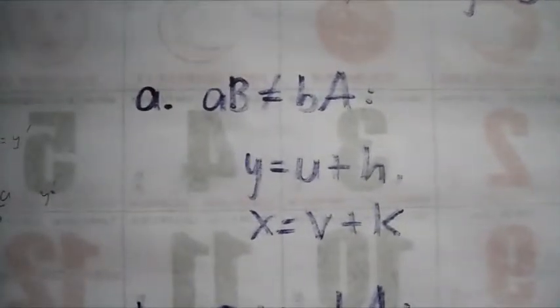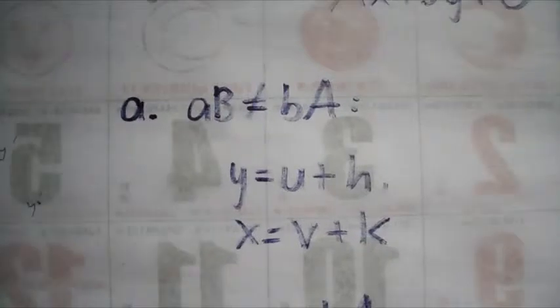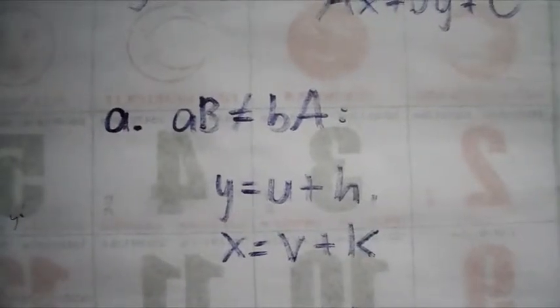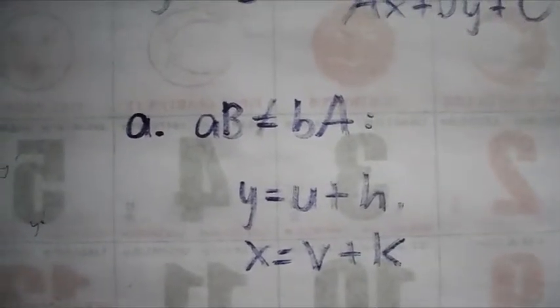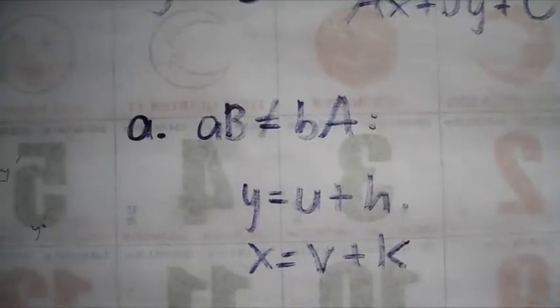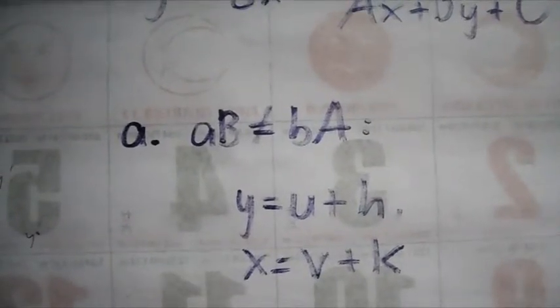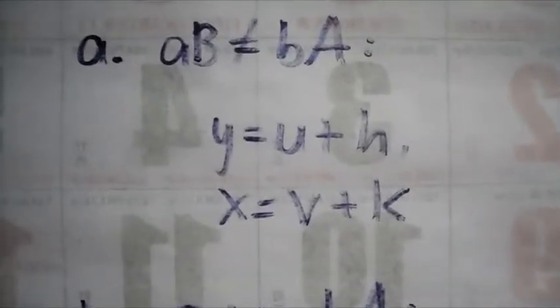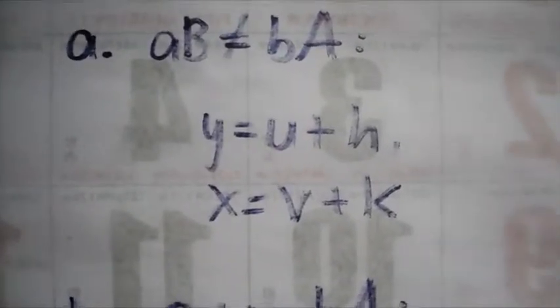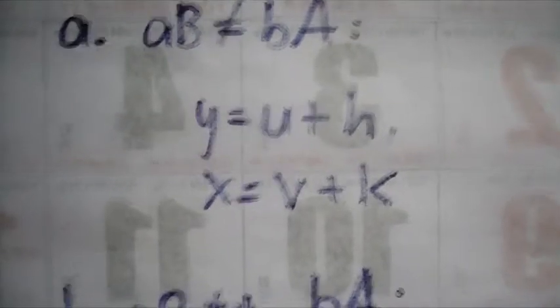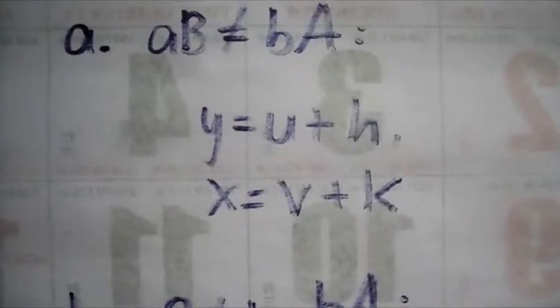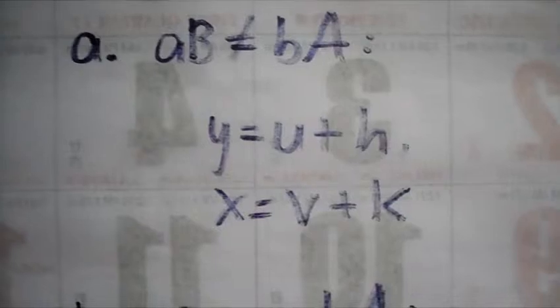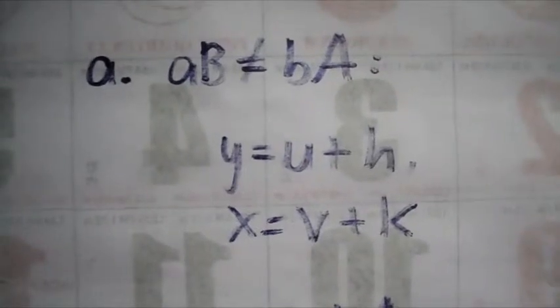For a, we are told that if lowercase a multiplied by uppercase B is not equal to lowercase b multiplied by uppercase A, if they are not equal, you can use the substitution y is equal to u plus h and x is equal to v plus k. h and k are constants which have to be solved later.